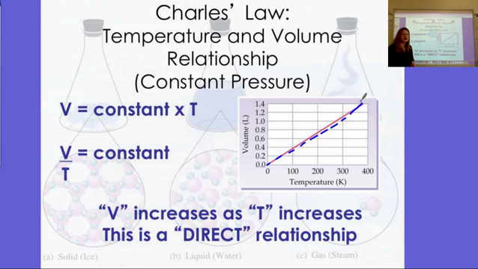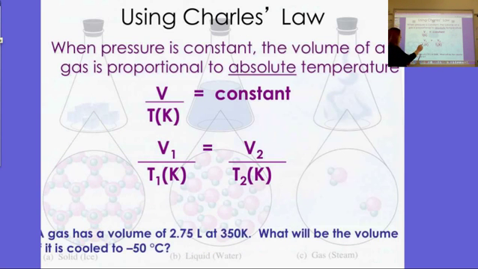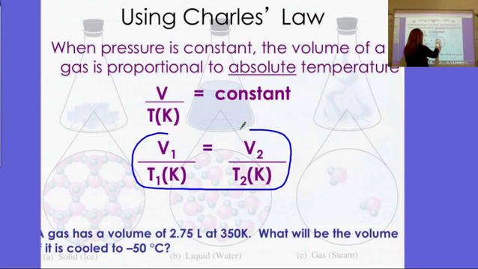This is a nice linear equation. We call that a direct relationship. As one goes up, the other one goes up. So V, you talk about rise over run, V over T now equals some kind of constant. So our equation, V1 over T1, is equal to V2 over T2. Again, has to be in Kelvin for the temperature.